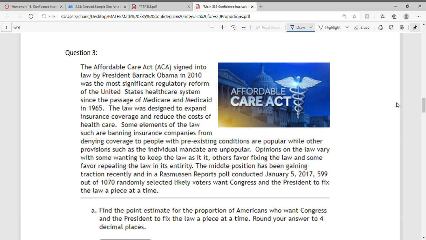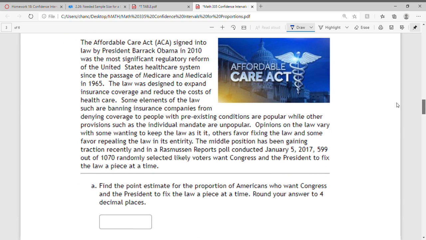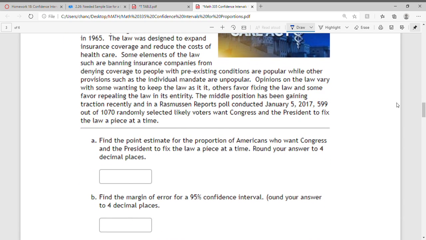The middle position has been gaining traction recently, and in the Rasmussen Reports poll conducted January 5, 2017, 599 out of 1,070 randomly selected likely voters want Congress and the President to fix the law a piece at a time. Part A. Find the point estimate for the proportion of Americans who want Congress and the President to fix the law a piece at a time. Round your answers to 4 decimal places.